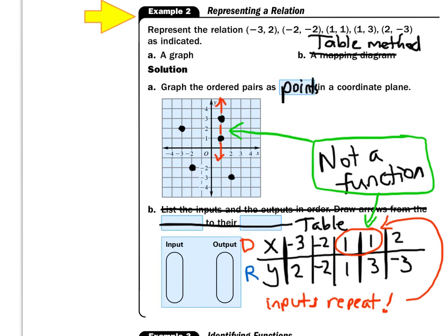See how they gave us -3, 2? Put -3 for the X and 2 for the Y. And then -2, -2. Put -2 for the X and -2 for the Y. 1, 1, put a 1 and a 1. 1, 3, put a 1 and a 3. 2, -3, put a 2 and -3. Now remember, the domain is all the X values, and that's the only place you have to look. Look at just the domain, and if you ever see this situation where the X is repeated, then it is not a function. It's another way to see that these points did not make a function.